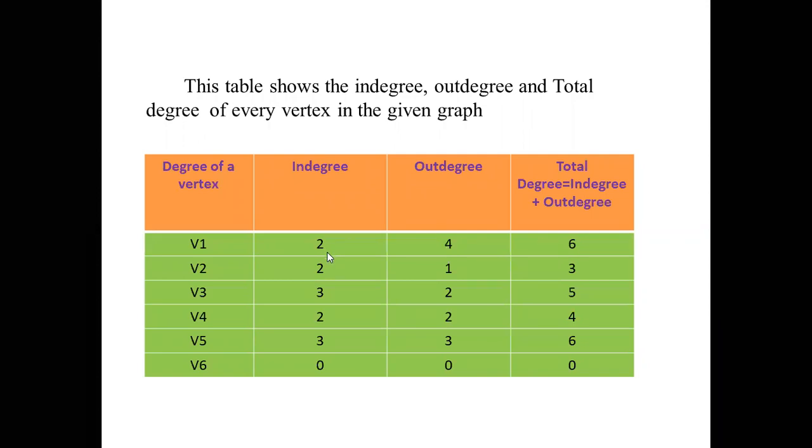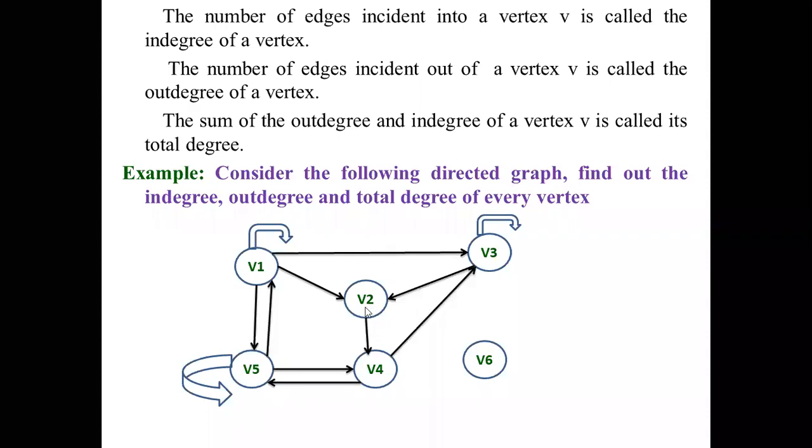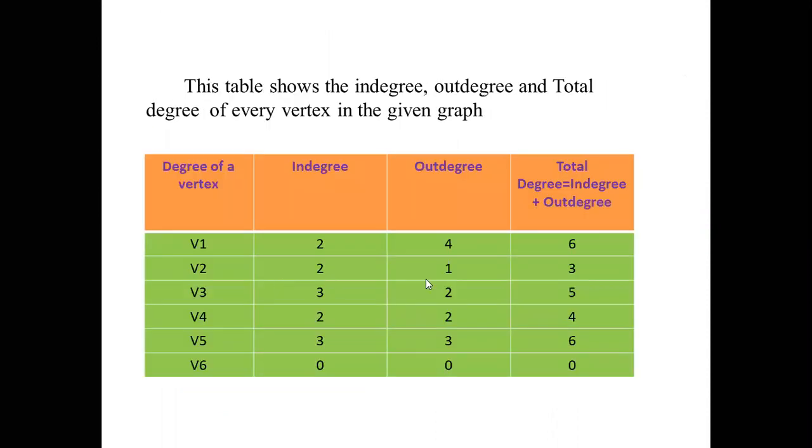Next V2. The in degree of V2 is this edge and this edge, so the total in degree of V2 is 2 and the out degree is 1. So in degree 2, out degree 1. The total degree is 3. Next V3.